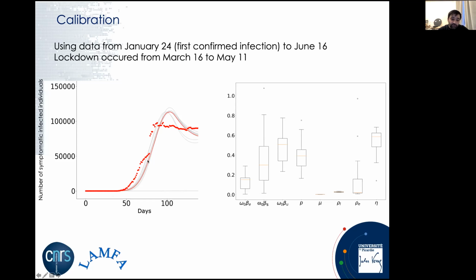Again, the dots are the real data. The red curve is the mean of all the stochastic pathways. You cannot see it very well, but there's also a dashed line, which is the median, very close to the mean. All these gray curves satisfy my stopping criterion. We actually used 2,000 different pathways.